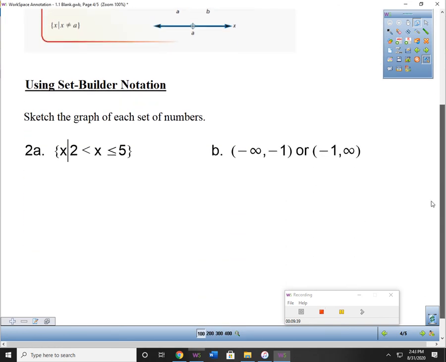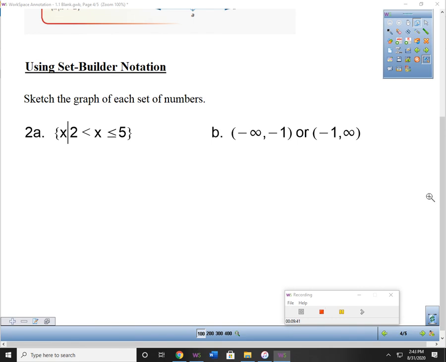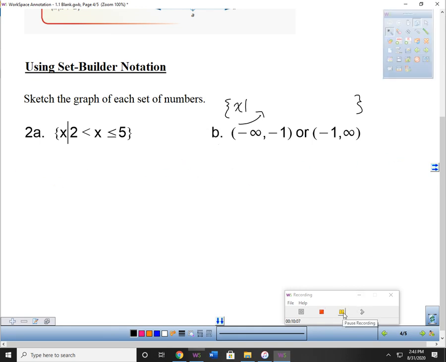So we're going to sketch the graph of each set of numbers. And this really should be written like, well, that was a really bad bracket. A brace, an x, a such that, and then this stuff. Okay, that would be in set builder notation. So we're supposed to sketch the graph. So go ahead and get you a number line on here. You need a number line on both.